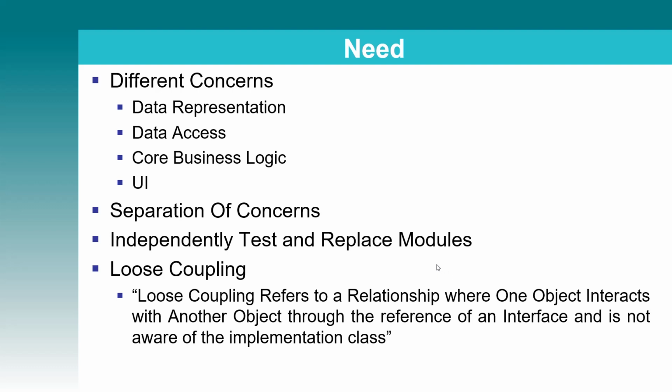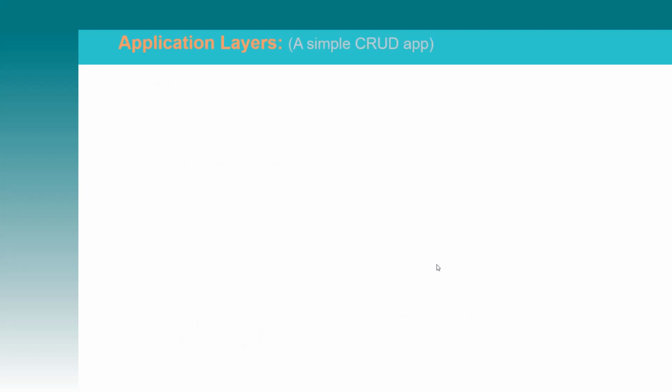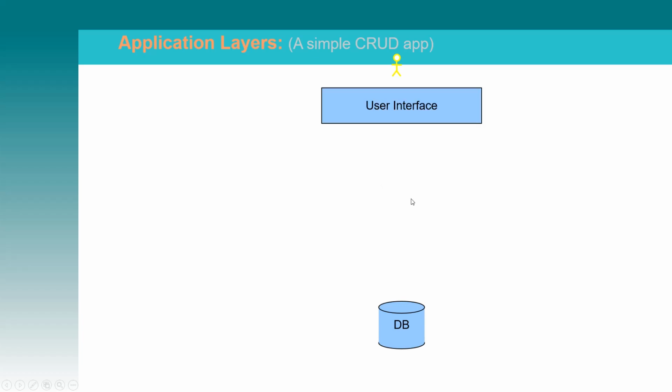So to show that to you in a diagram, look at something like this. Let's say between an end user and a database, we have our application, and our application consists of different types of logic.